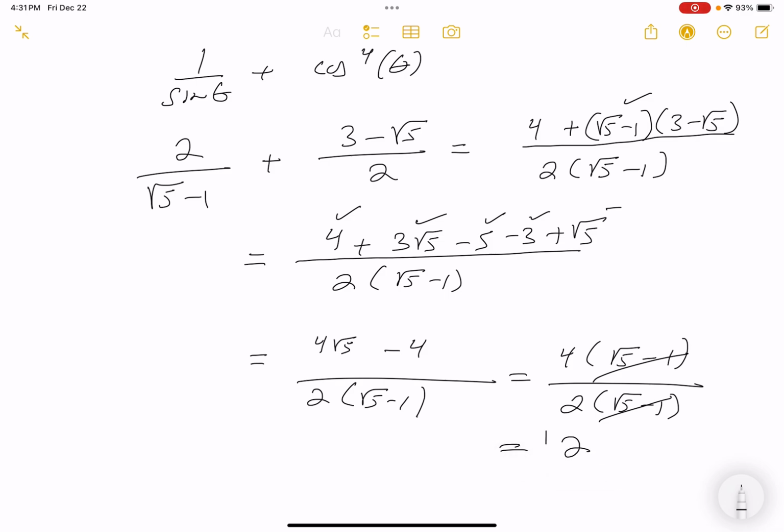Are we still getting the same results? We are. So regardless of the method we take, we're getting a result of 2. And we're done. Thank you.